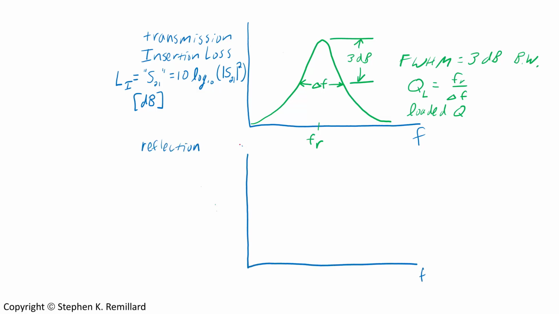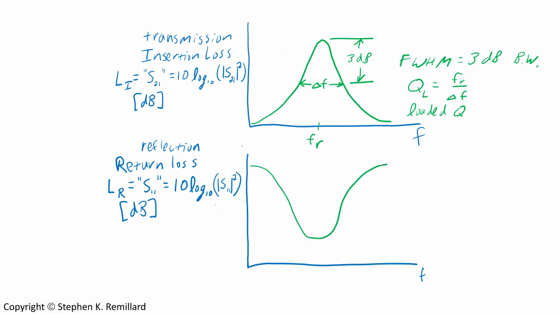so this is the power that comes back through the directional coupler, also called the return loss. Use the symbol L sub R perhaps, and it is again erroneously referred to as S11. No, S11 is a dimensionless fraction that's contained within the scattering matrix. It is 10 times the log base 10 of what really is S11. And it's in decibels as well. The reflection is a mirror image of the transmission, also centered at F sub R.